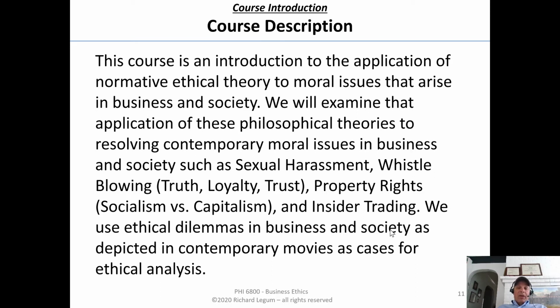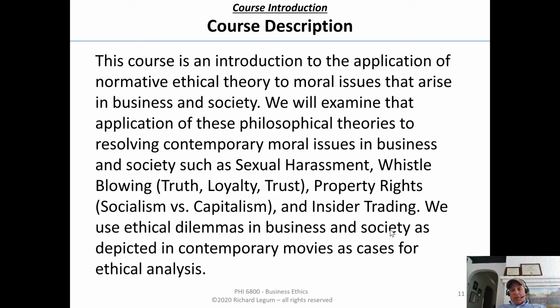In fact, we're going to be seeing how to apply these philosophical theories to resolve contemporary moral issues in business and society, such as sexual harassment, whistleblowing, and issues of trust, loyalty, and truth. We'll talk about property rights, issues of socialism versus capitalism, different concepts, and something that's called insider trading, having to do with ownership of a company and trading stocks in companies. We're going to use these ethical dilemmas in business and society as they're depicted in recent movies. Recent, I have a pretty broad range of years.